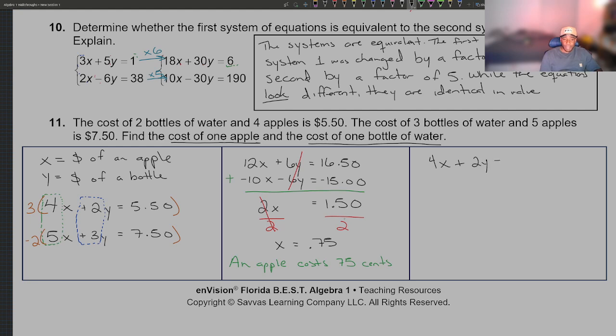4x plus 2y equals 550. But we now know that x's value is actually 75 cents. So 4 times 0.75 plus 2y equals 550. And now all we do is simplify, subtract, and divide. 4 times 0.75, 75 cents, is going to get us $3 even. Let me not put the decimal there.